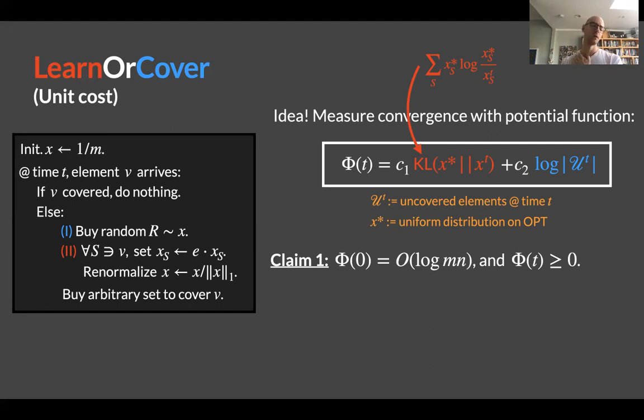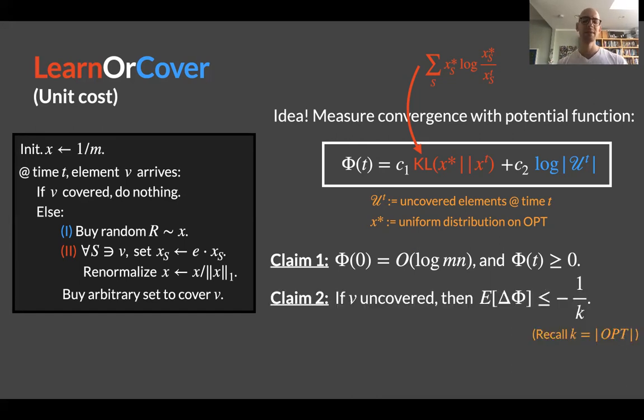And the proof proceeds with the following set of claims. First you show that phi 0, the initial potential, is not too big. It's something like log mn. It never goes below 0. And the second claim is that in rounds in which we land in this else clause, when VT is uncovered, we pay 2, we buy a random R and we buy the random backup set. This potential decreases by something like 1 over K in expectation. And I claim that this suffices because if the potential starts at log mn, after K log mn steps, in expectation it will go down to 0. In each one of those steps, we pay 2, so that's a total cost of something like K log mn.